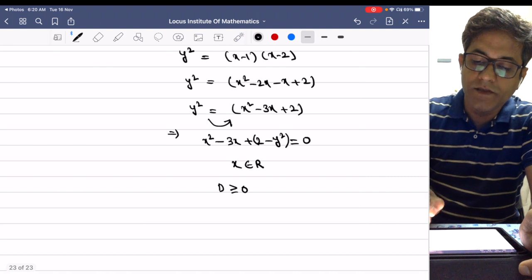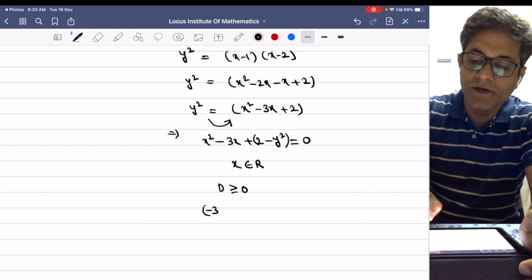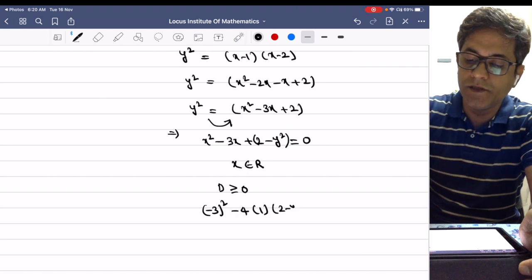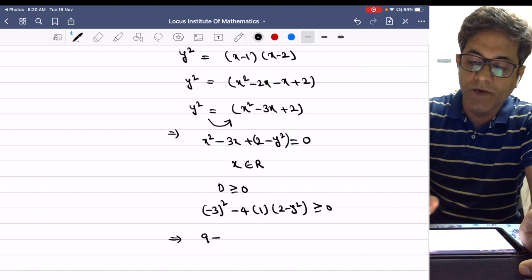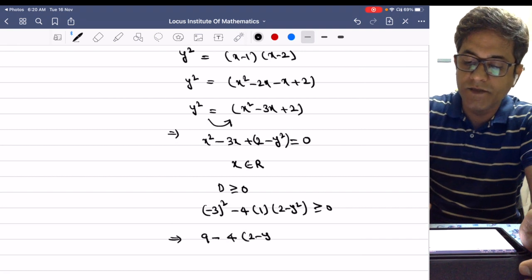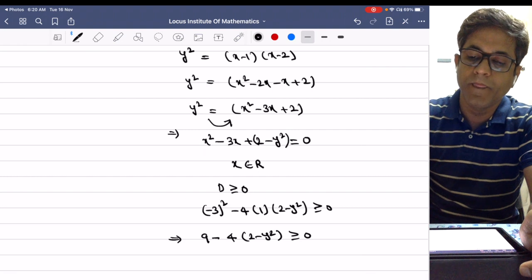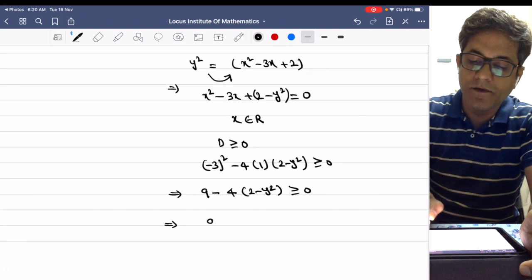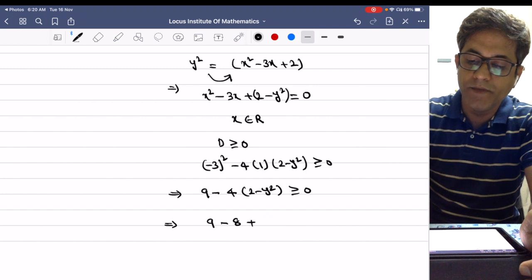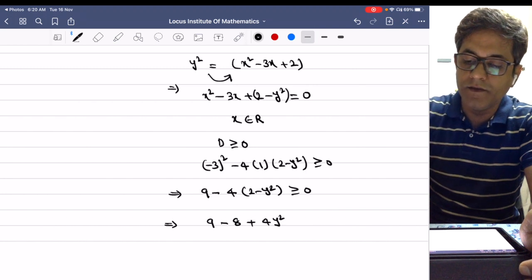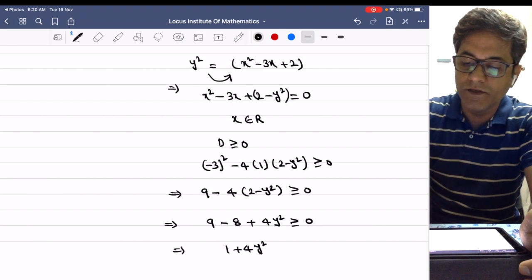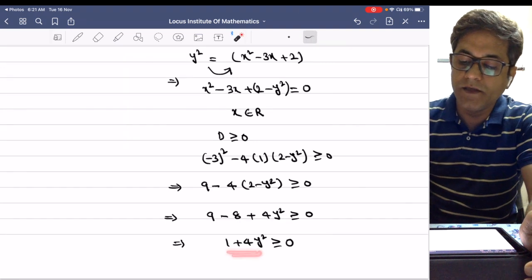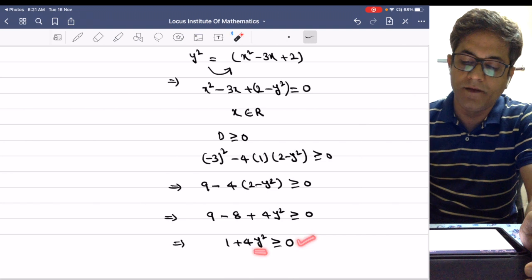So the discriminant is b square minus 4ac, that is (minus 3) square minus 4 times the x square coefficient 1 into c, that is 2 minus y square, must be greater than or equal to 0. This implies 9 minus 4 times (2 minus y square) is greater than or equal to 0. So this implies 9 minus 8 plus 4y square is greater than or equal to 0. This implies 1 plus 4y square is greater than or equal to 0 for all real values of y.